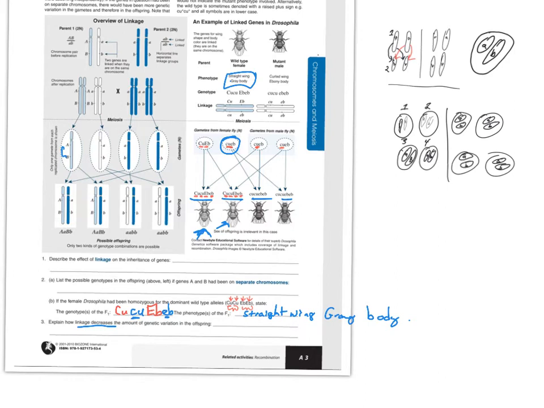heterozygotes between two genes. It's going to be harder to get a bunch of different combinations of two different genes in a gamete if they're on the same chromosome. If they're on different chromosomes, it's easier to recombine them, to have different combinations, as you can see here. All right, let's move on.